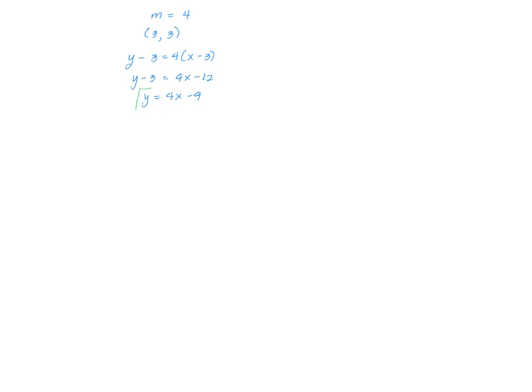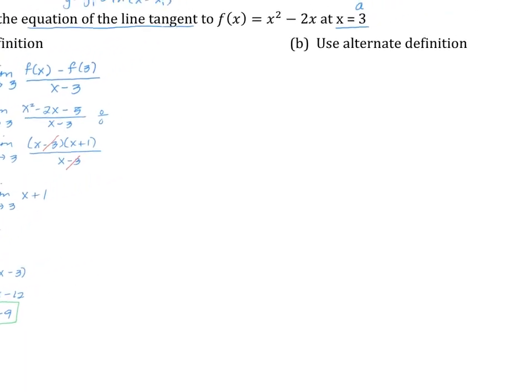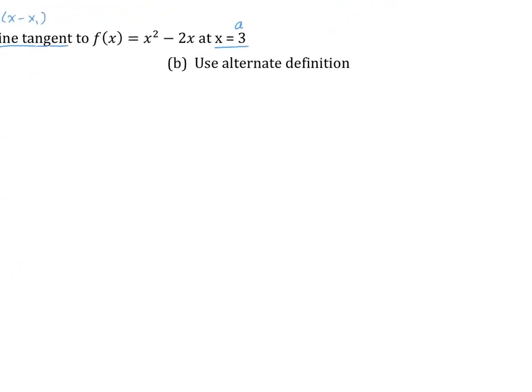And that would be the equation of a line that's tangent to our function f at the point x equal to 3. So let's go ahead and just compute the slope using the alternate definition. The alternate definition to find the slope of the tangent line would be the limit, and this time it's h going to 0, of f of a, which is 3, a plus h, minus f of 3 over h.